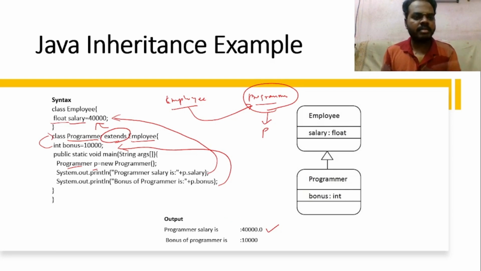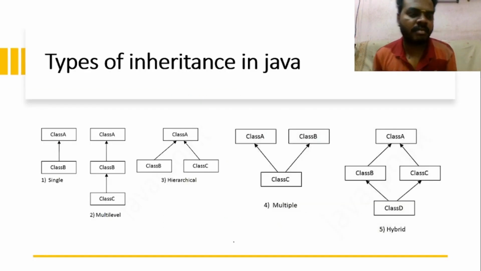Let's see what the types of inheritance in Java are. Generally, we have five types of inheritance: single, multi-level, hierarchical, multiple, and hybrid. So let's see what single, multiple, hierarchical, multi-level, and hybrid inheritance are. Let's start with single inheritance.